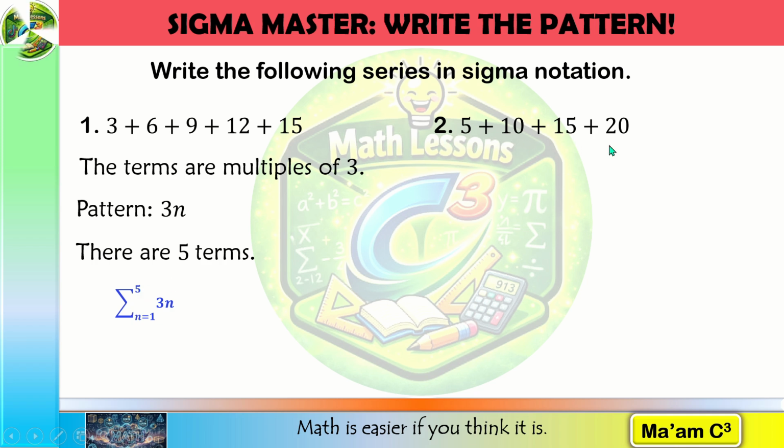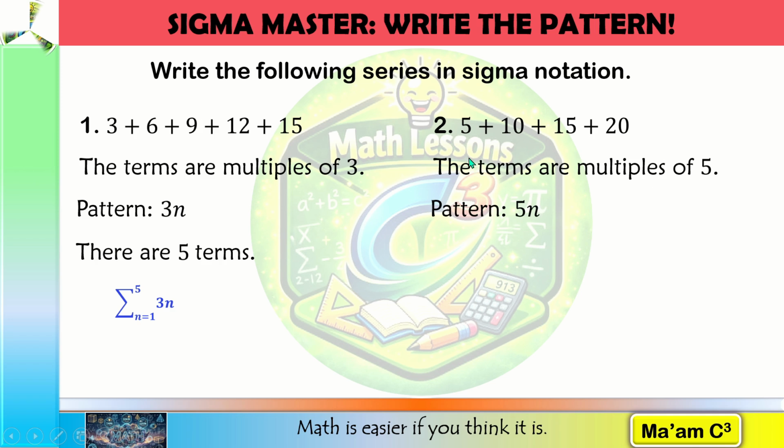Let's have number 2, 5 plus 10 plus 15 plus 20. Notice that these are multiples of 5. So our pattern would be 5n. And there are 1, 2, 3, 4 terms. So the sigma notation would be the summation of 5n from n equals 1 to 4.